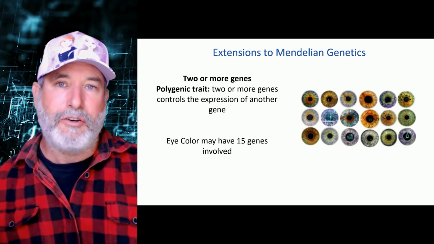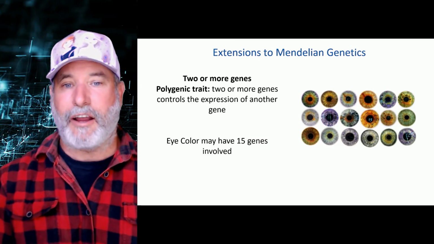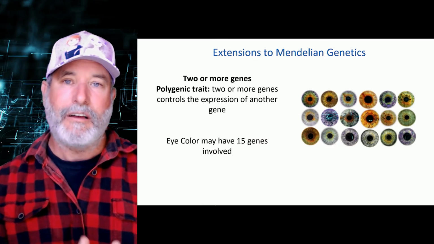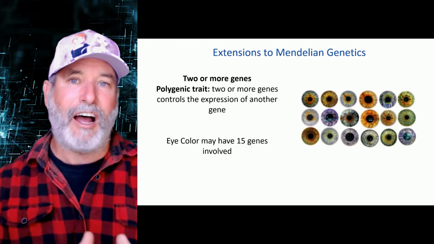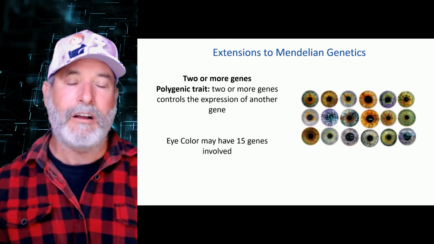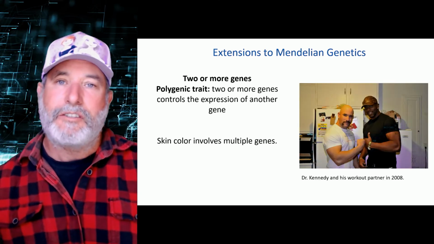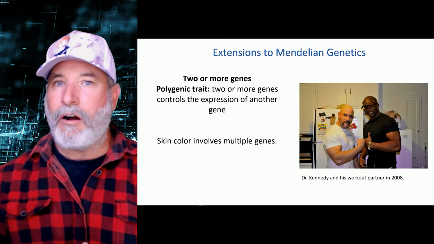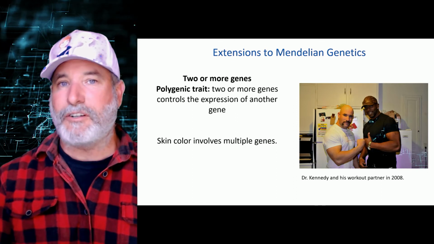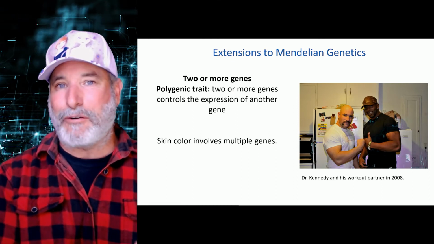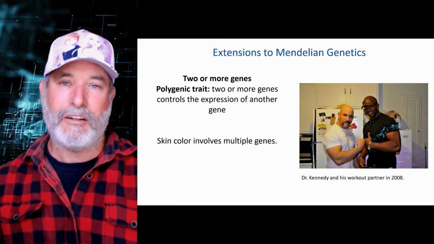Now, you could also have 2 or more genes involved with the trait. So this is a polygenic trait. Once again, eye color is a polygenic trait because it's not just one gene determining eye color. There are multiple genes involved with that. Skin color is another one. There are at least 3 different genes involved with producing melanin, and different types of melanin are slightly different color.